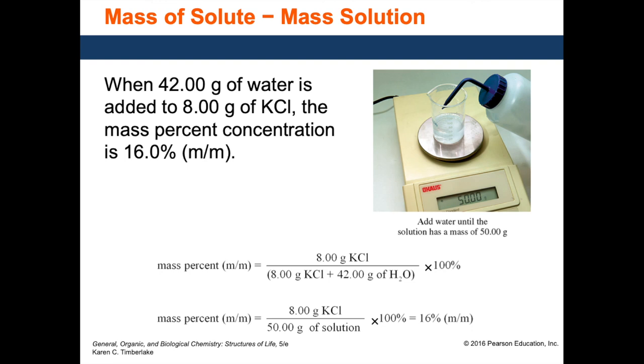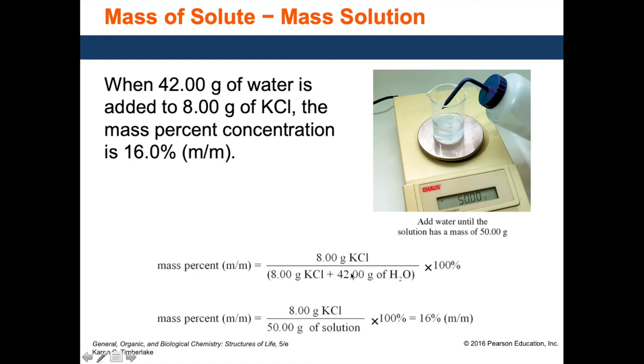Okay, so let's see an actual example here. So let's say we take 42 grams of water and add it to 8 grams of potassium chloride. Okay, now how do we get the percent concentration there? Well, again, the answer is kind of given to you. They tell you it's 16, but how did they arrive at that number? Well, what's our solute and what's our solvent here? Well, our solute's going to be our potassium chloride. That's definitely the smaller part of that mixture.